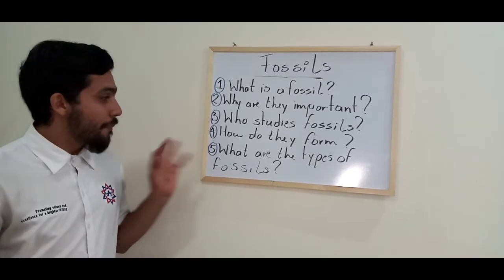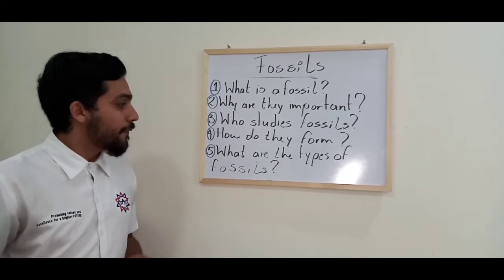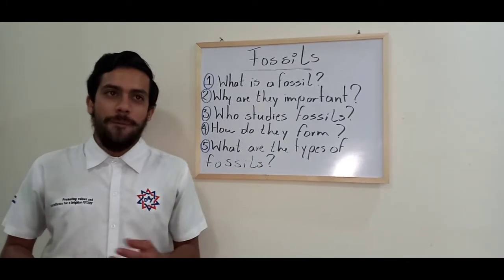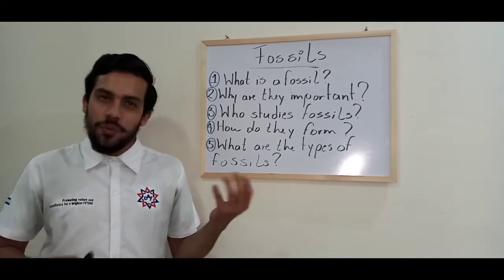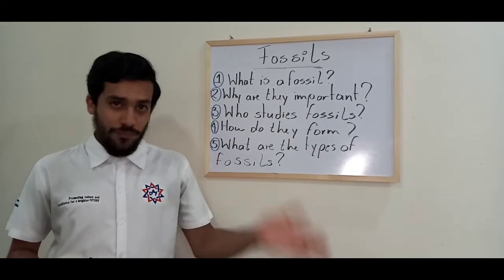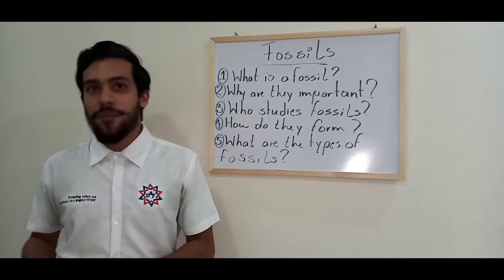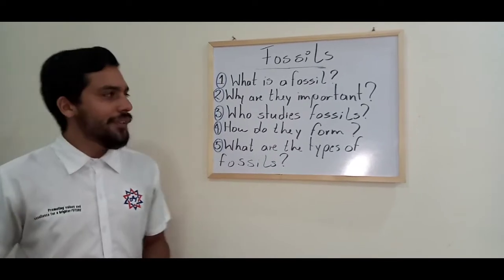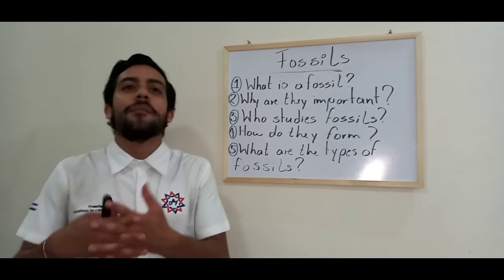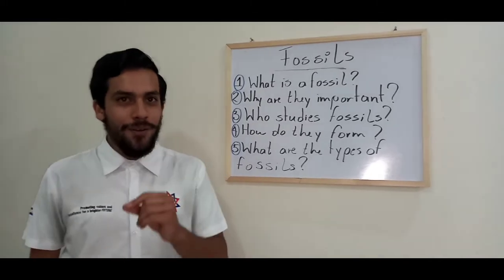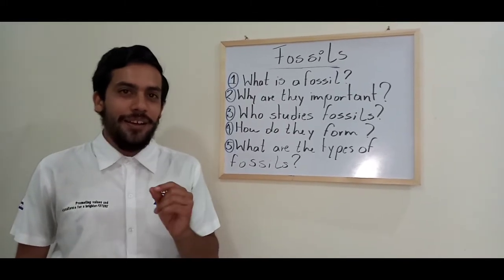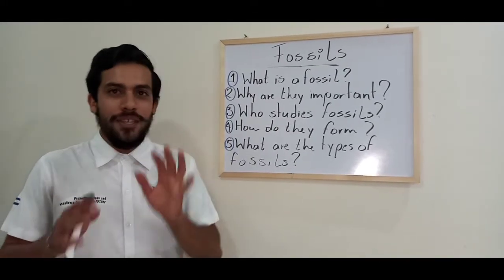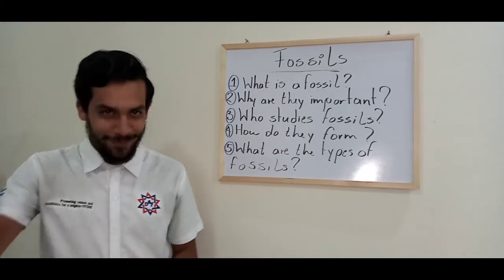And then number 5, what are the types of fossils? There are 2 types of fossils. There are animal fossils and plant fossils, all right? So this is all you have to know about fossils. But before I conclude this video, I want to show you something. Come with me.